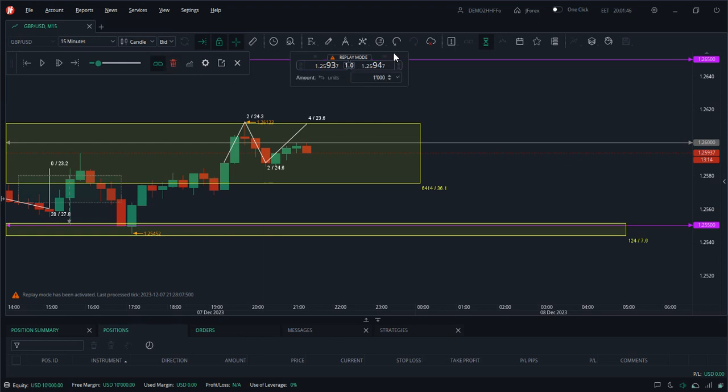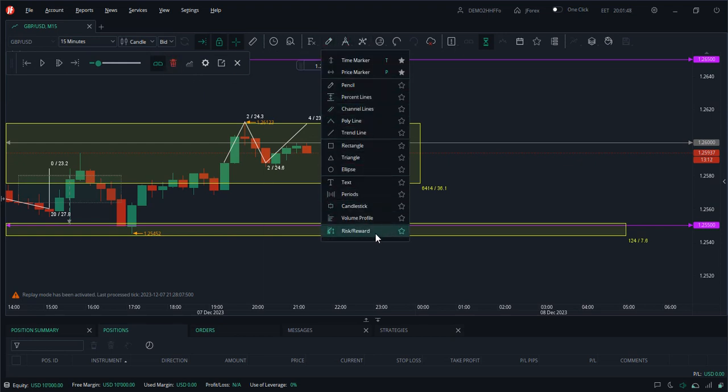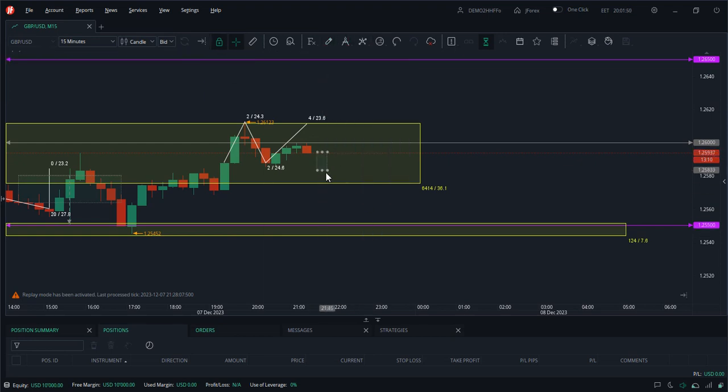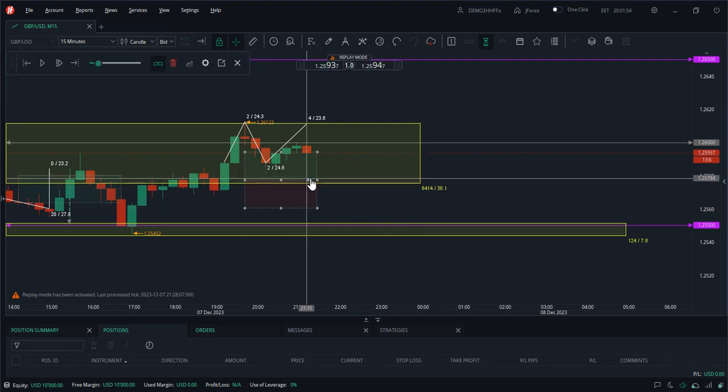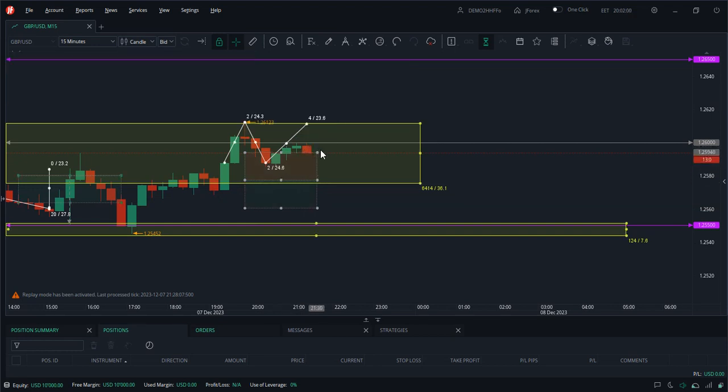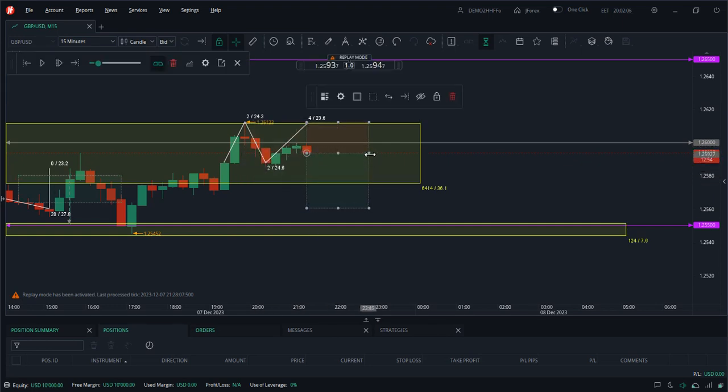Let's shoot for a sell. A sell, that's what we need. This is our entry here. Shoot for a sell. You are risking what?